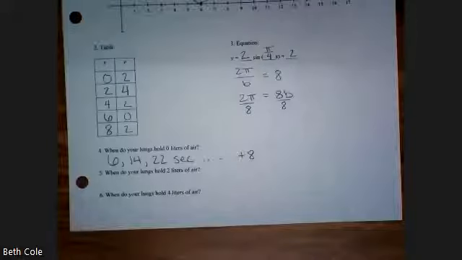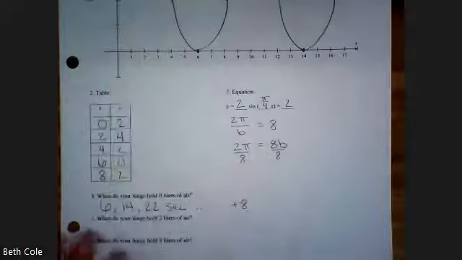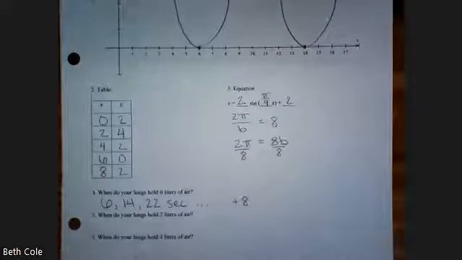When, so seconds, when do your lungs hold 2 liters of air? So that's where we have this dotted line in here. So when do we have 2 liters of air in our lungs?